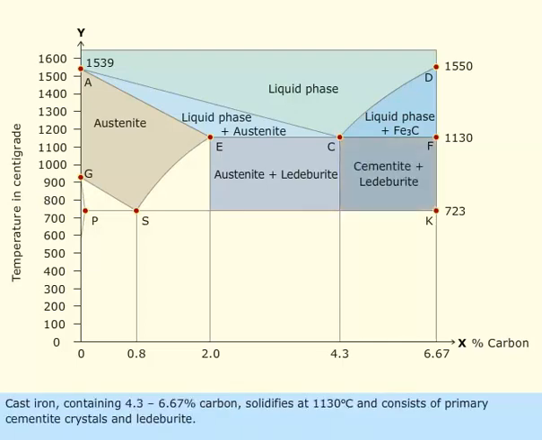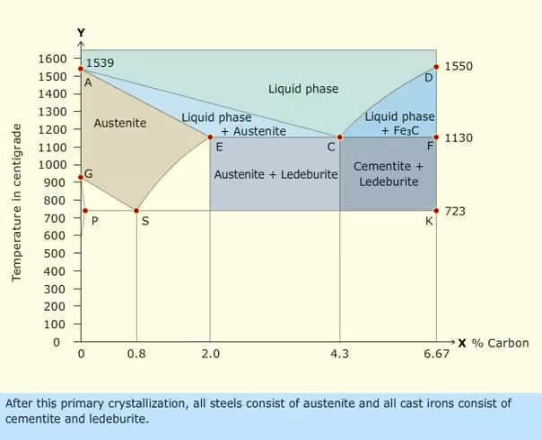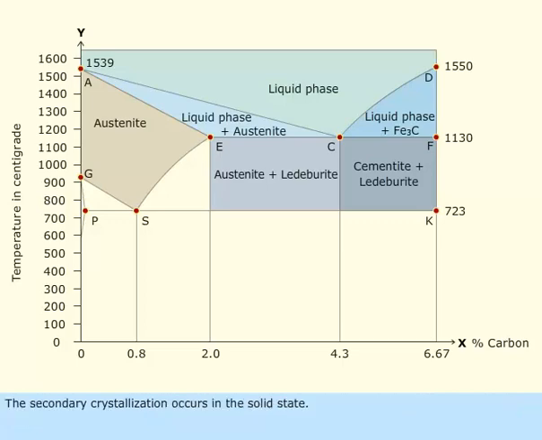Cast iron, containing 4.3 to 6.67% carbon, solidifies at 1130 degrees Celsius and consists of primary cementite crystals and ledeburite. After this primary crystallization, all steels consist of austenite and all cast irons consist of cementite and ledeburite. The secondary crystallization occurs in the solid state.